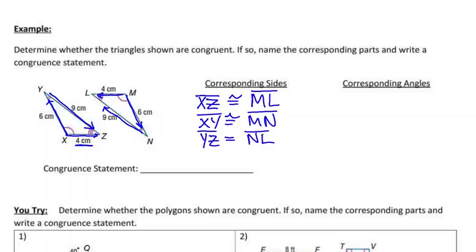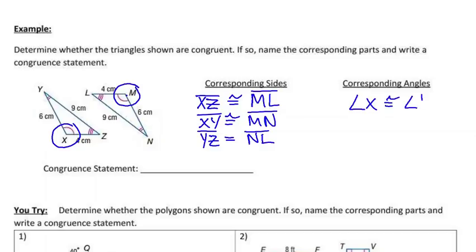And then if we look at the corresponding angles, I'm just going to look at the arcs. X is a single arc, so angle X is congruent to the next single arc, which is angle M. The double arcs, angle Y is congruent to angle N. And then the last one, angle Z, is congruent to angle L, I'm sorry.